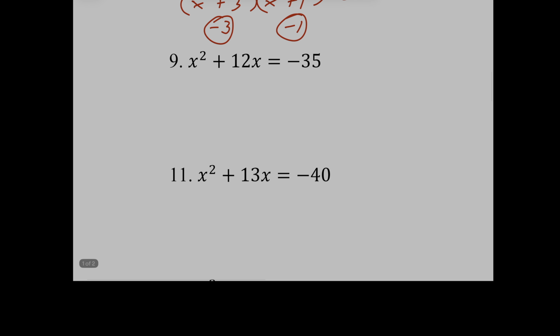All right, number 9. Oh, okay, this one's, well, no, this one's fine. We can do it this way. Sorry, my brain went straight to a different method, which I don't know why it did. So let's just add 35 to both sides. Okay, and once I do that, I'm going to get an x squared plus 12x plus 35 equals 0.